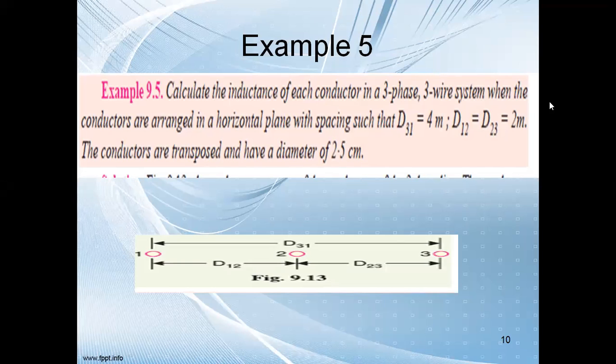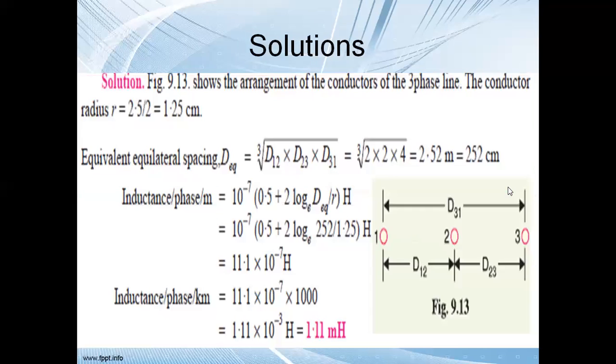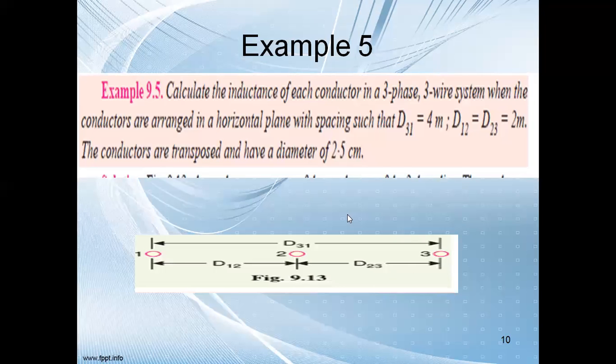So 2.52. This is coming 11.1. Just cross-check. Oh, yes, that is 2.52. Correct. I think that is correct.